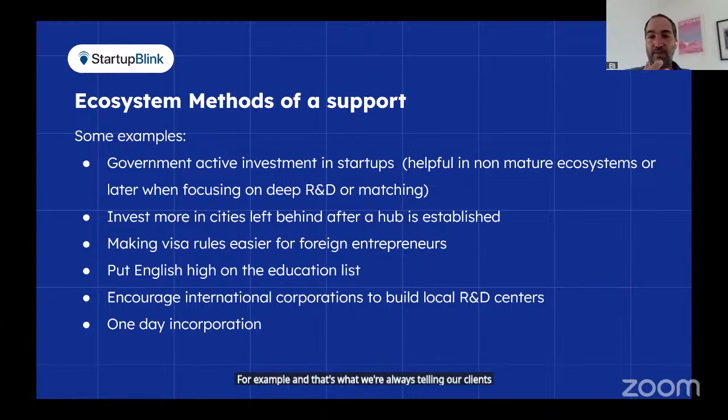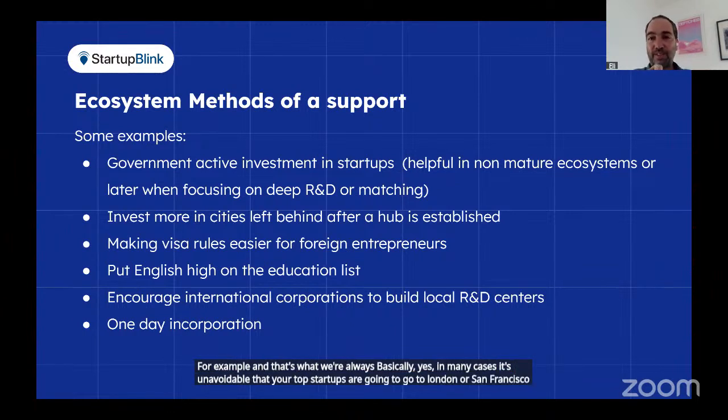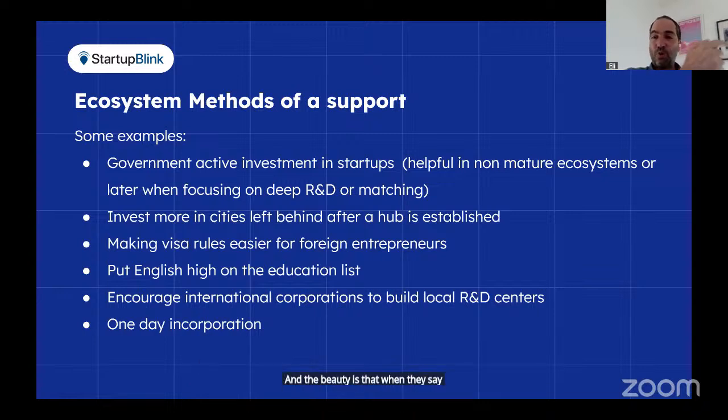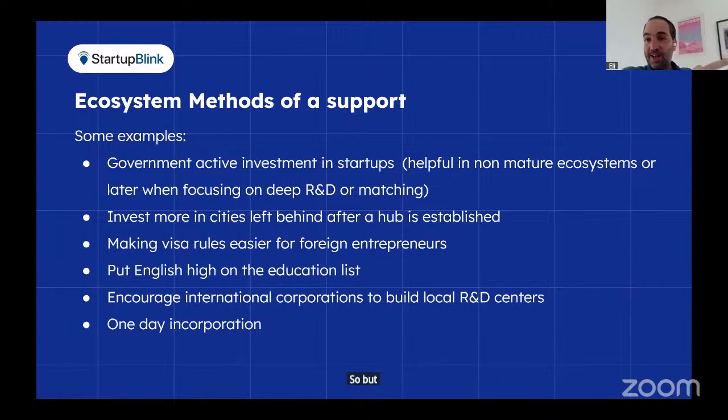Basically, yes, in many cases, it's unavoidable that your top startups are going to go to London or San Francisco, but let's delay it by giving them the condition to stay as much as possible. And the beauty is that when they do go to San Francisco, they will keep a lot of their operations in your city because your city is probably much cheaper. But if they go on day one, when they're just starting, it's over. There is no more connection.